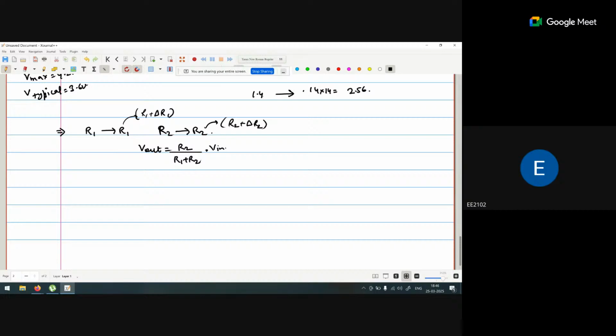So if the resistance value changes, the output voltage also changes. So if I am using this R1 and R2, my V out is not only V out, it is V out plus delta V out. Why? Because if the resistance value is changed, the output value changes. Clear?